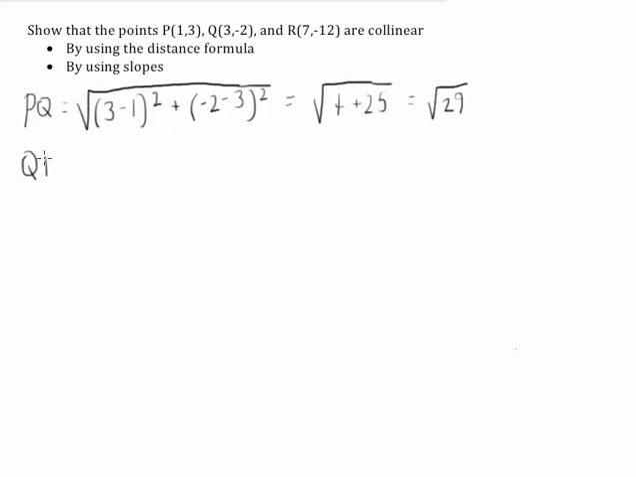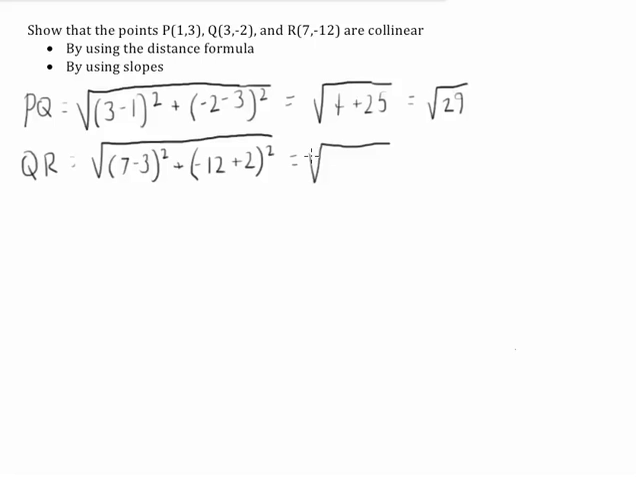So now we're going to talk about Q and R. So we're going to have 7 minus 3 squared. Again, that's the difference in the x-coordinates. Plus negative 12 minus a negative 2. We're going to flip the sign there since we're subtracting a negative. And we will get the square root of 16 plus 100. So that's the square root of 116.